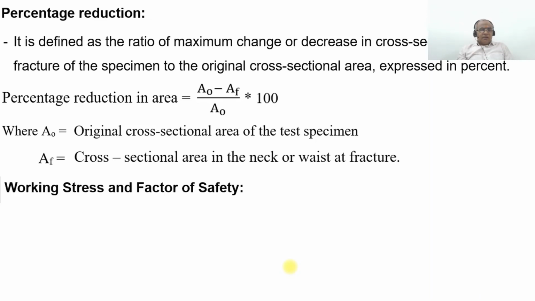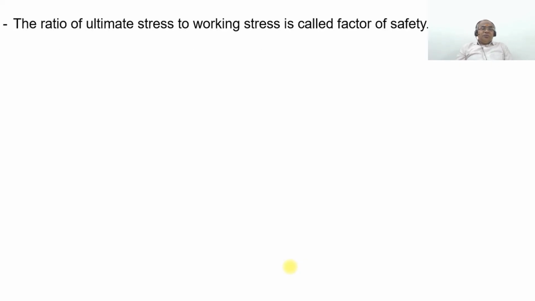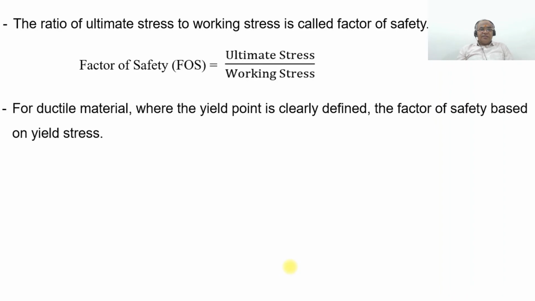So what are the working stress and the factor of safety? When designing machine parts, it is desirable to keep the stress much lower than the maximum or ultimate stress. This stress is called the working stress, permissible stress, design stress or allowable stress. The ratio of ultimate stress to working stress gives you the factor of safety. The factor of safety is ultimate stress by the working stress.